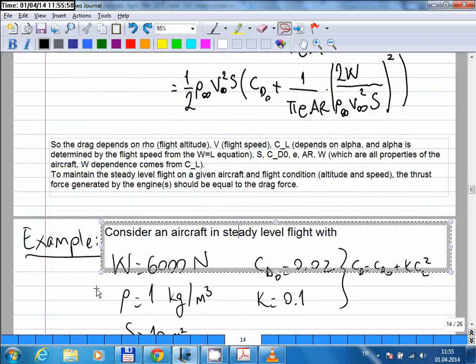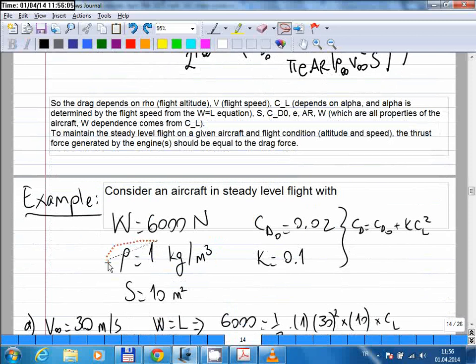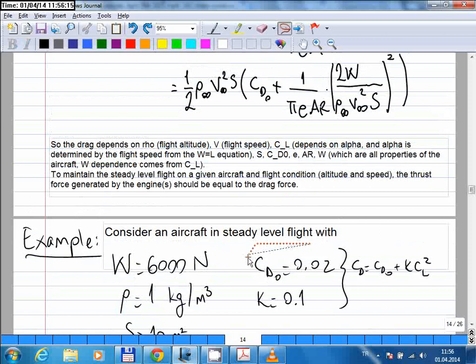So let's consider an aircraft which has a weight of 6,000 newtons, so it's a small aircraft. And the air density is 1 kilogram per cubic meter. Wing surface area is 10 square meters. And let's say that we are given these values. This is the parasitic drag coefficient, which is this value here, CD0. And K is this thing. So this total thing is what we call K. So let me just write it here. So this is K.